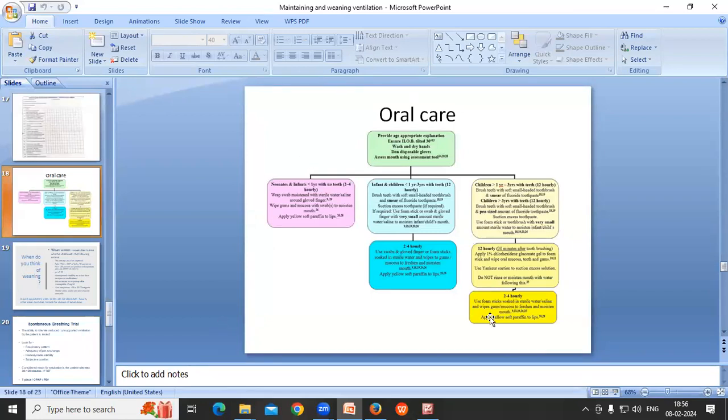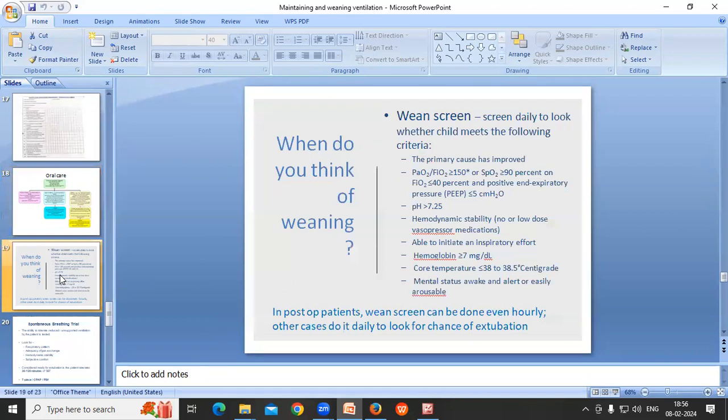I'm going to share this. Just go and read and follow these things. And we came to the ending: how to wean the ventilator. So every day you need to do the wean screen.